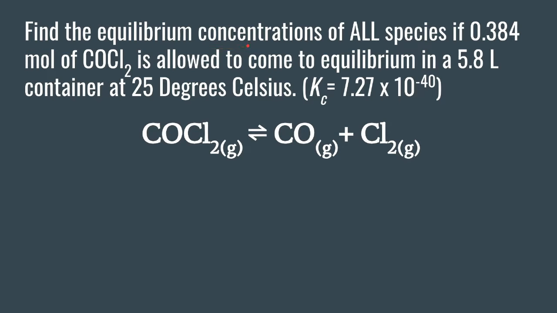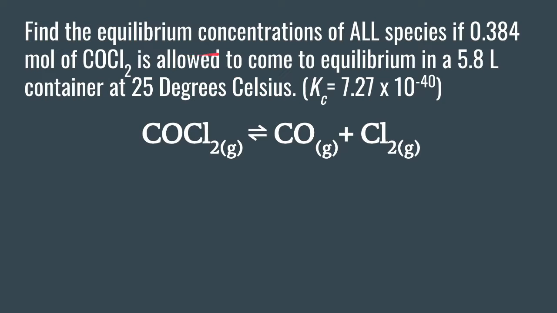Find the equilibrium concentrations of all species if 0.384 moles of COCl2, which is phosgene, a type of poisonous gas, is allowed to come to equilibrium in a 5.8 liter container at 25 degrees Celsius. After that, they give us an equilibrium constant of 7.27 times 10 to the negative 40. And under that we see that they give us a balanced equation, with phosgene in its gaseous state on the reactants side, an equilibrium sign, which means that the reaction can go forwards or backwards, and then carbon monoxide, CO, in its gaseous form, and then chlorine gas.